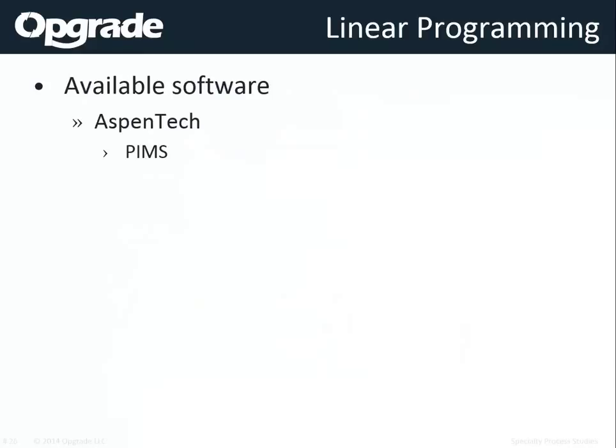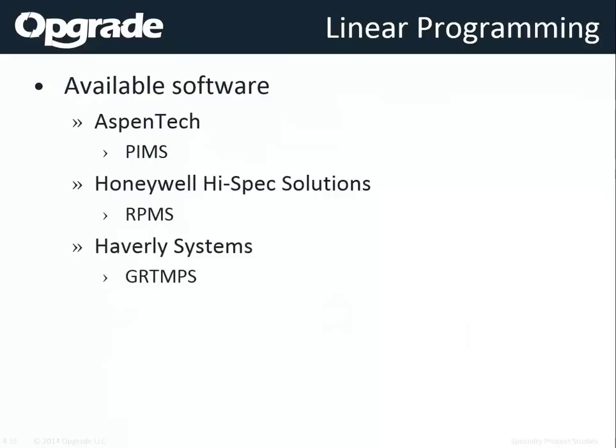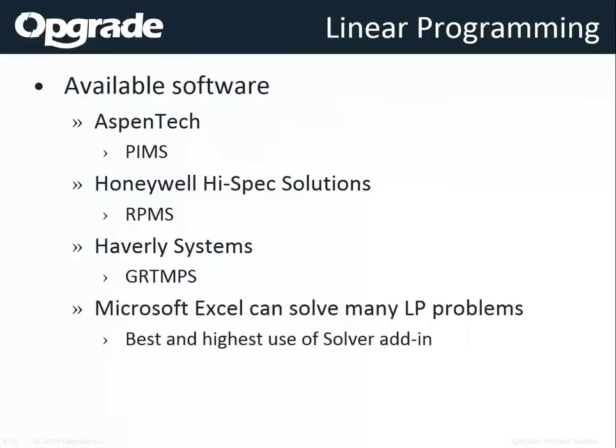What's out there to use? Well, AspenTech has PIMS, that's a very common one. Honeywell has RPMS. Haverly has GRTMPS. I guess you have to have an acronym to have a linear program. But one that you all have on all of your computers is actually Microsoft Excel. Microsoft Excel can solve a great deal of linear programs, not nearly as sophisticated as is needed to do a whole refinery, but you can solve some very, what would be complex systems of equations and get the optimum value. There's all sorts of opportunities to do that with Excel, and we're going to go through a quick example here.